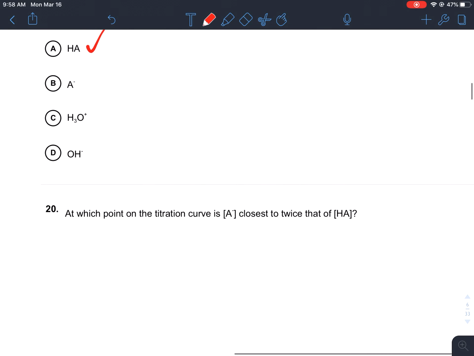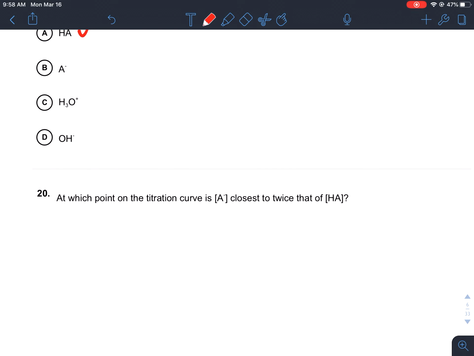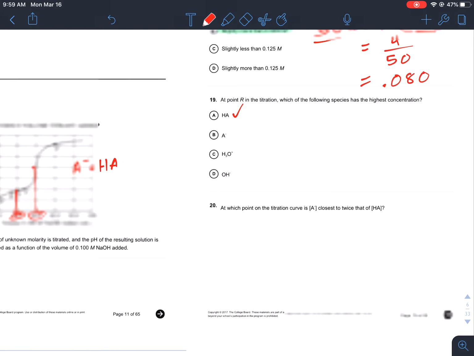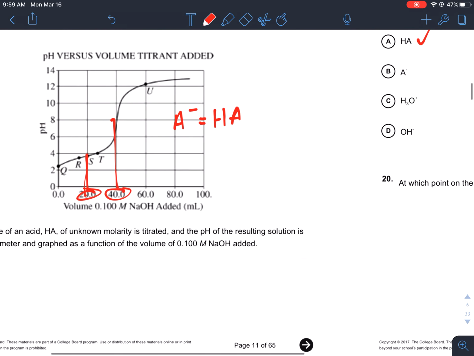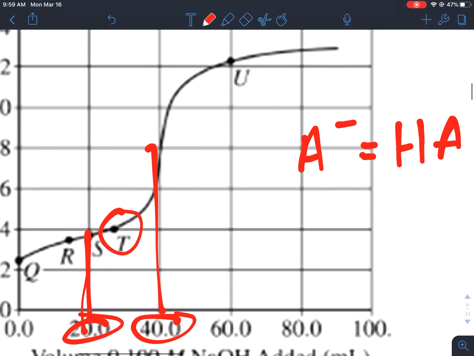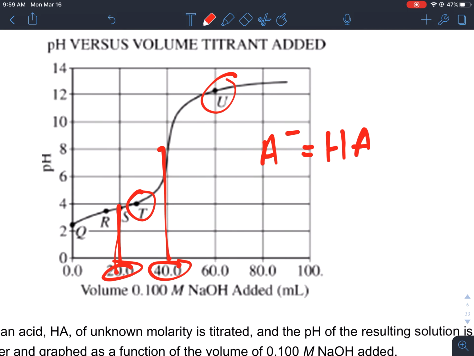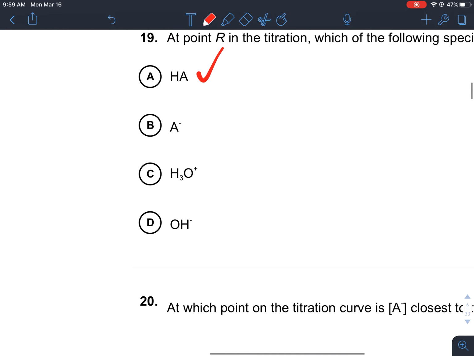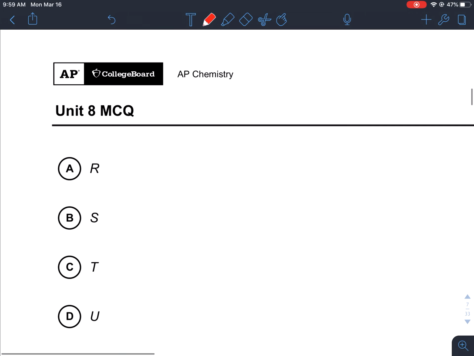So the answer is A. We're not at the halfway point yet. Number 20. At which point on the titration curve is A minus close to twice that of HA? Twice that of HA, okay, you've got to be past the halfway point. That is T. Past the halfway. You know, they're saying, how is that? Well, the only other choice you've got is U, and at that point you don't have anything. All that stuff has been buffered out, right? All that HA is gone. So the answer is T.